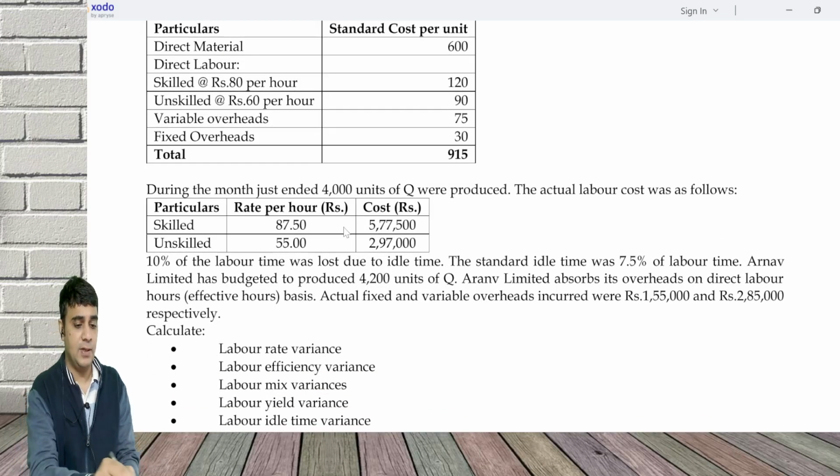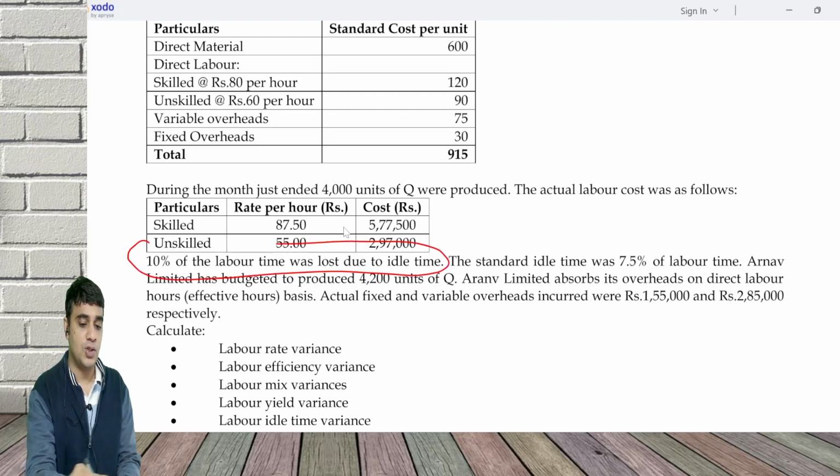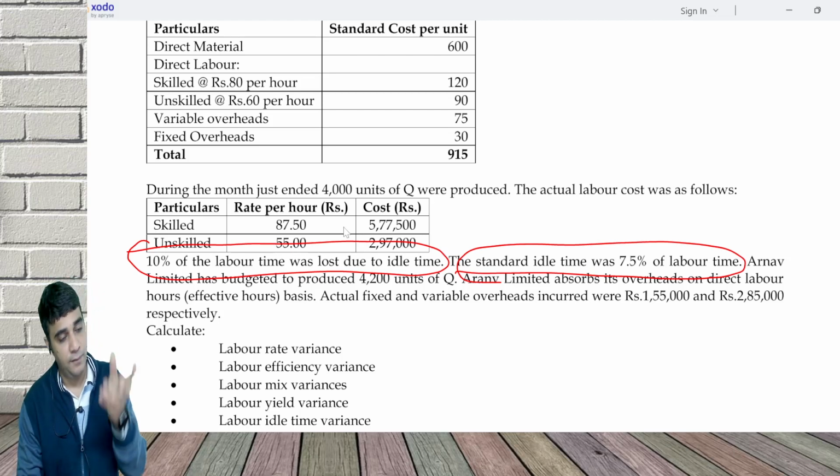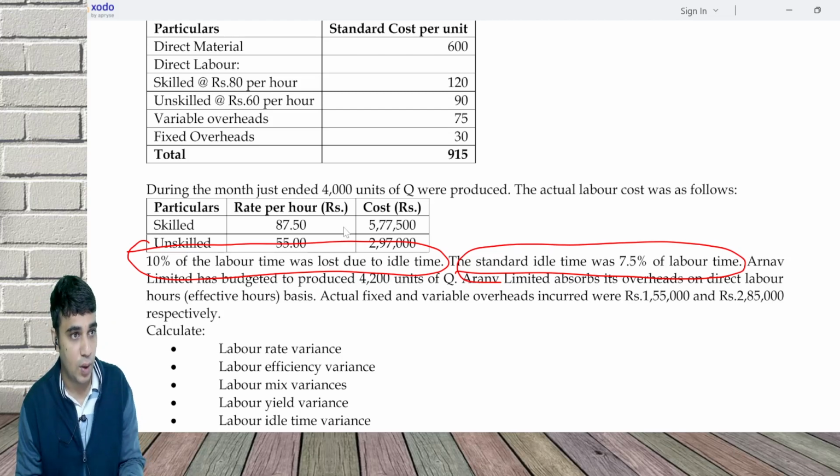10 percentage of the labor time was lost due to idle time. Standard idle time is 7.5% of labor time. So when we do this question, I'll say that extra 2.5% alone is the idle time. In this question, they have said 5% will be idle. But how much is the actual idle time? Not mentioned in the question.